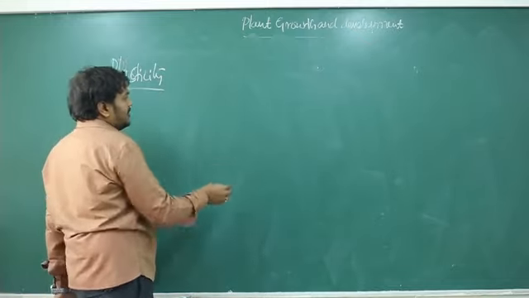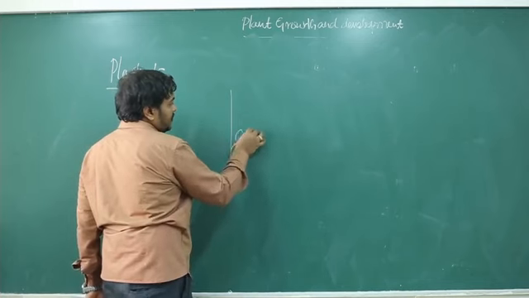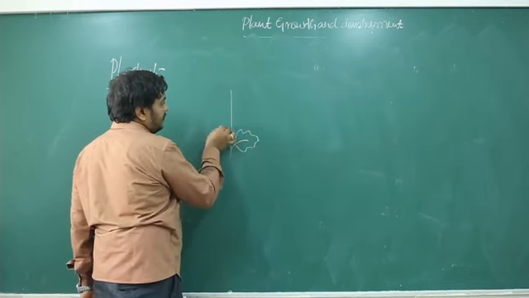So if you take an example of coriander, coriander has two types of leaves. The leaves which are present at the base have entire leaves.